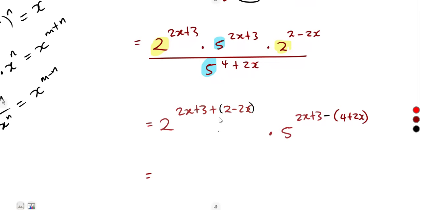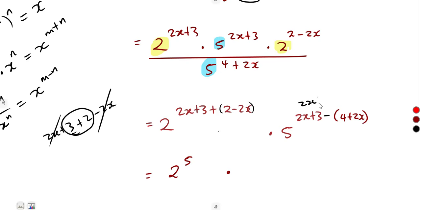Simplify these exponents, all right? As you can see, this was simply going to be 2x plus 3 plus 2 minus 2x. 2x minus 2x, that's a 0. So you're left with 3 plus 2, which is 5. So that's 2 to the exponent of 5, times this here, which is going to give us 2x plus 3 minus 4, minus times 2x, that's minus 2x. As you can see, guys, 2x minus 2x cancels. 3 minus 4, that's negative 1. So this is where you are.